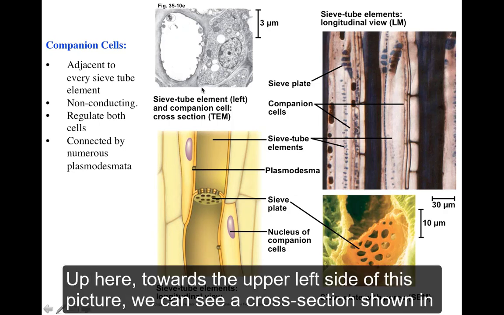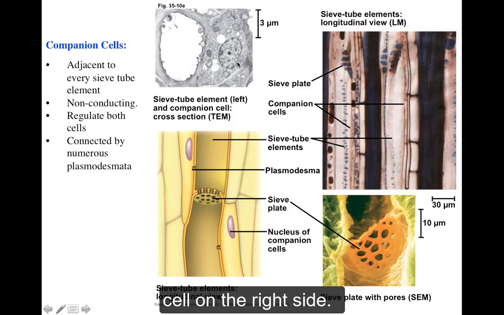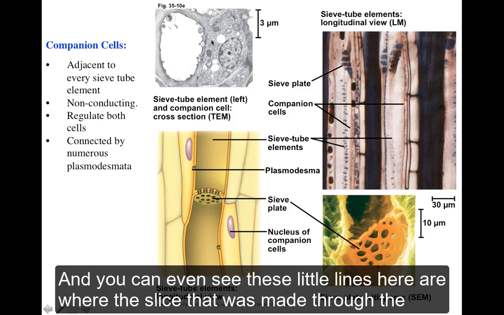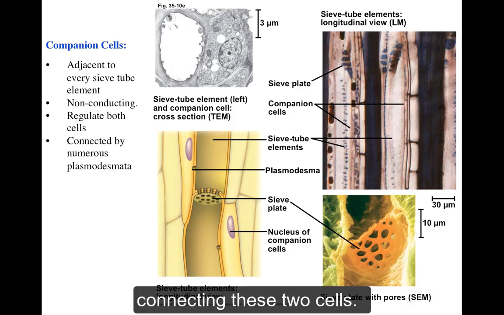Up here, towards the upper left side of this picture, we can see a cross-section shown in transmission electron microscopy of a sieve tube element on the left side and a companion cell on the right side. And you can even see these little lines here are where this slice that was made through the tissue cut directly through some of the plasmodesmata that are numerous connecting these two cells.